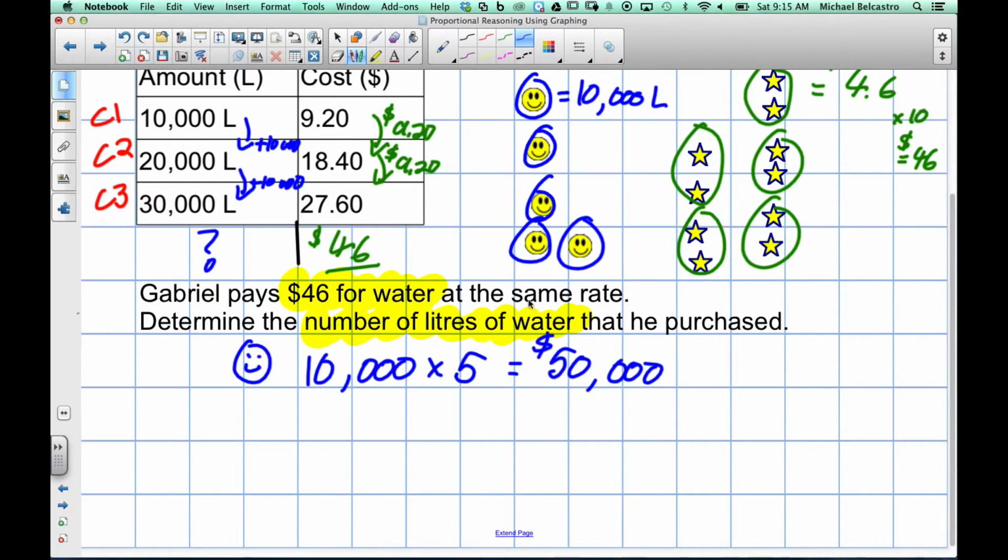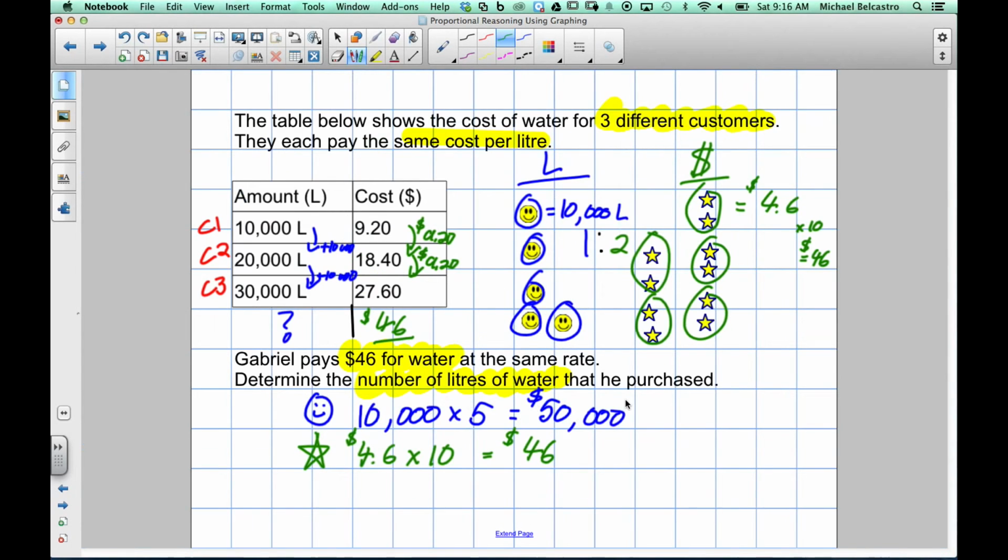And just to make sure our stars are right, remember one happy face was equal to 10,000. Each of our stars was $4.60. We know that times 10, because we had a 2-to-1 ratio. That's what it was looking right here. We had 2 stars for every 1 happy face. We know that that equaled our $46. So that works out perfectly. So it turns out that Gabriel purchased 50,000 liters when we used our concrete materials to measure this relationship.